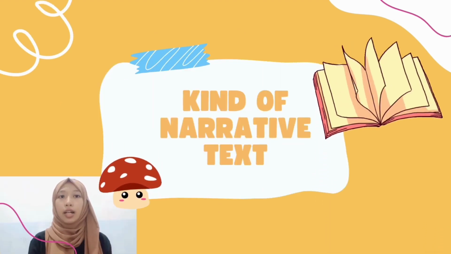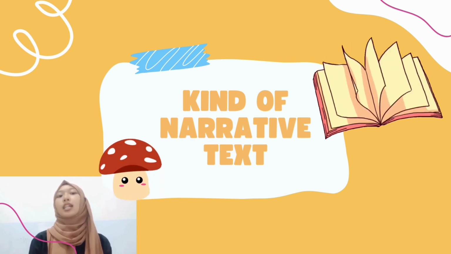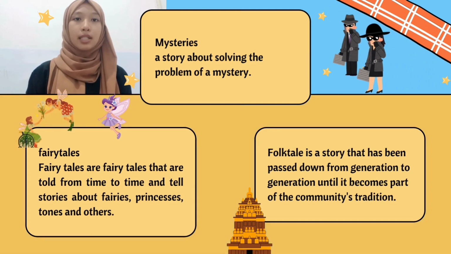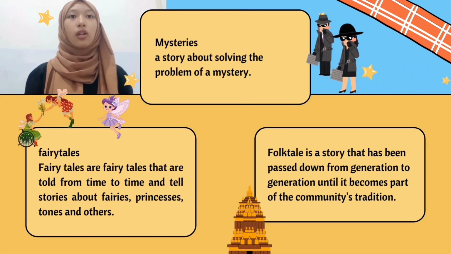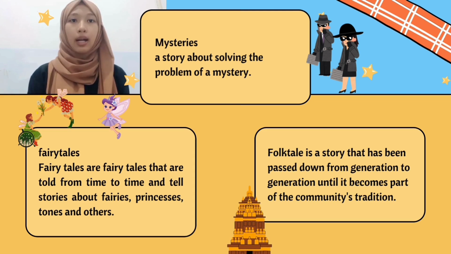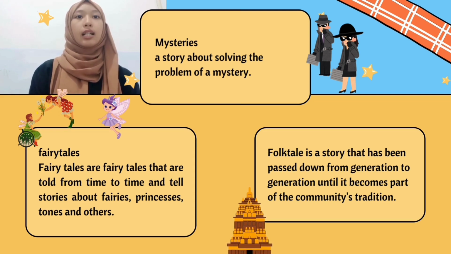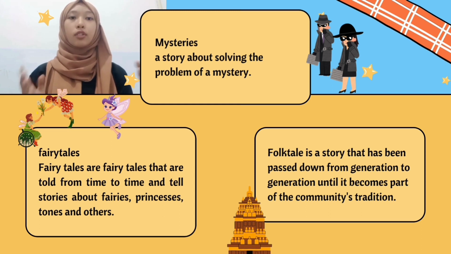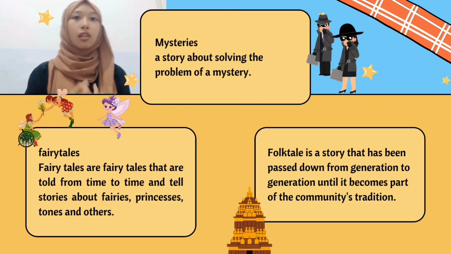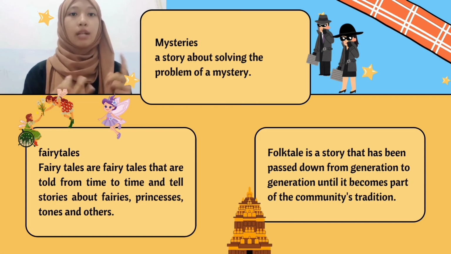We move to the kinds of narrative text. There are a lot of kinds of narrative text. Let's discuss them. The first is mystery. Mystery is a story about solving the problem of a mystery. For example, the story The Gold Bug. And then fairy tales. Fairy tales are told from time to time and tell stories about fairies, princesses, princes, and others. Examples are Cinderella and Beauty and the Beast.